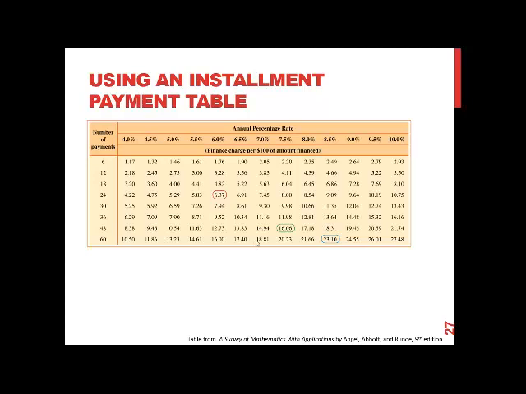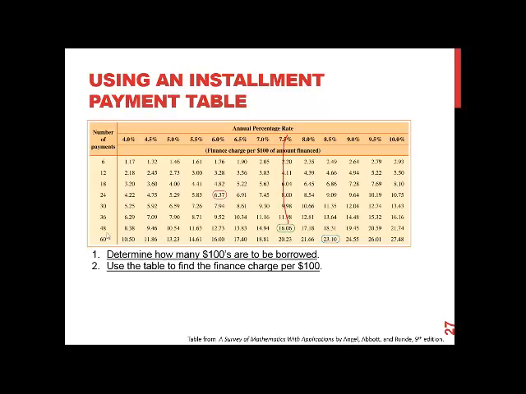Using an installment payment table. In order to do this, first we're going to determine how many hundreds of dollars are to be borrowed. Next, we'll use the table to find the finance charge per $100. For example, if we're borrowing at 7.5% interest for 48 months, we would go down the 7.5 column and go across the 48 row until we found 1606 as our finance charge per $100.